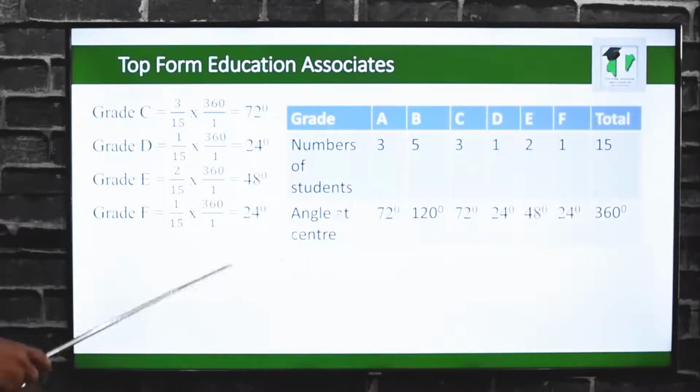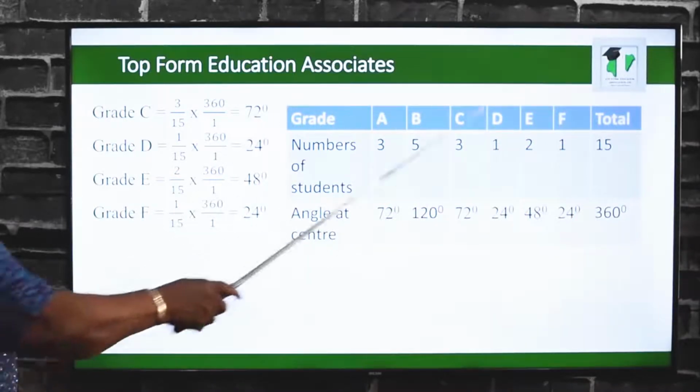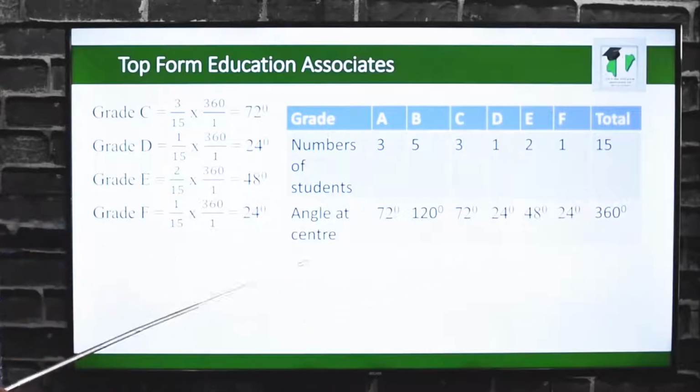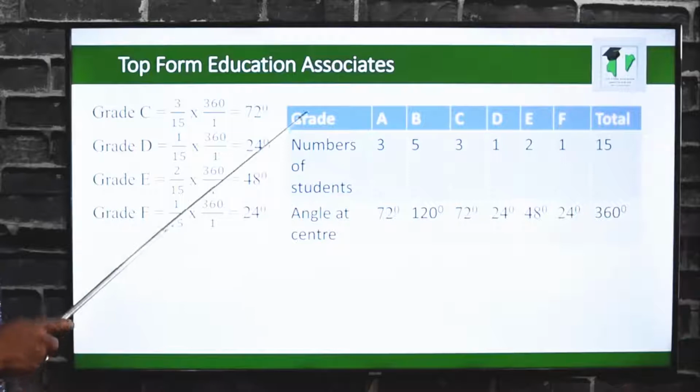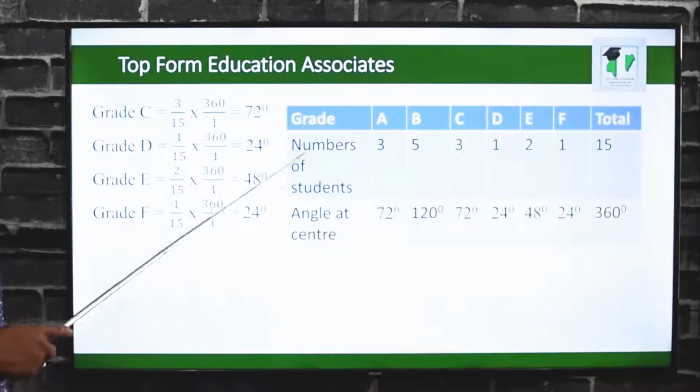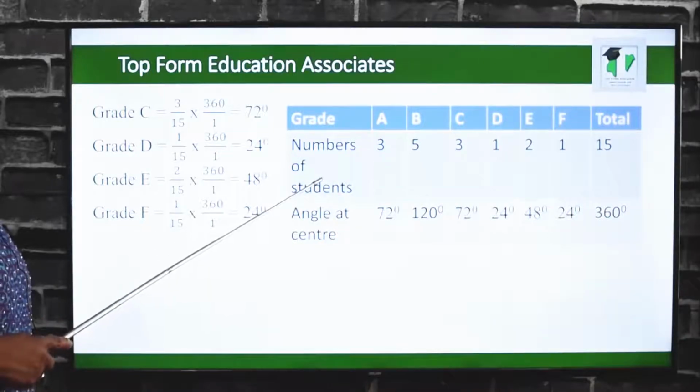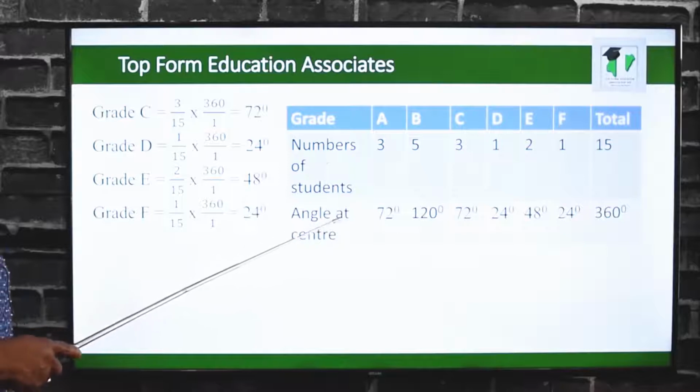So you make another table. In that table, you will have 3 rows: the grade, the number of students, which is the frequency, and then the angle at the center.